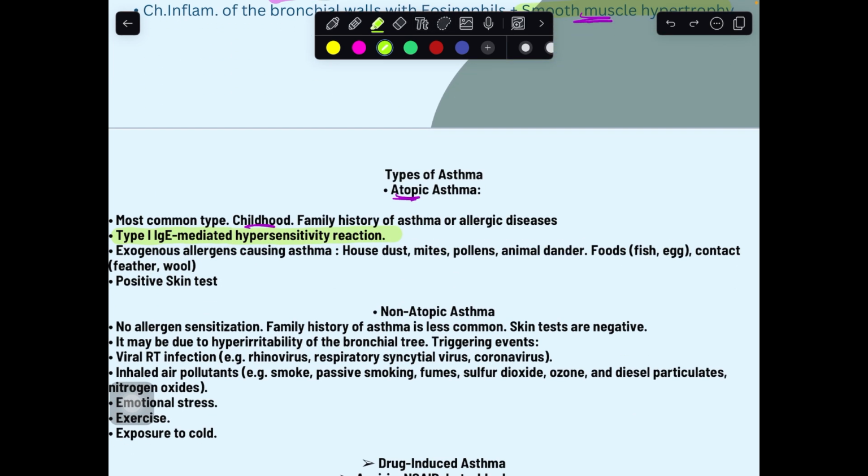What are these allergens? Usually it's exogenous, like pollens, the animal dander, the fur, all of these things. Also, we have a positive skin test. The skin test is a test that is used to check what you are allergic to. And since this is an allergic reaction, a hypersensitivity reaction, they will have a positive test.